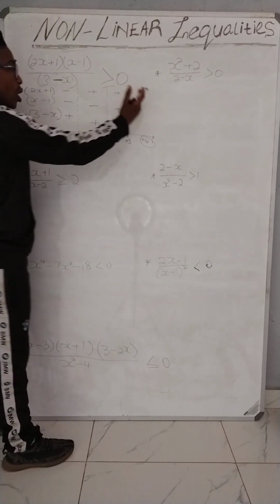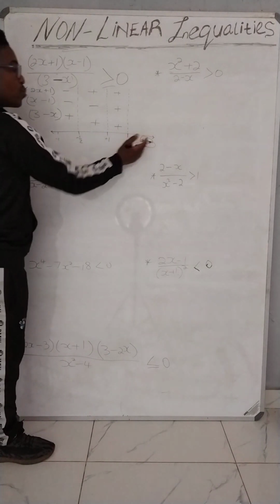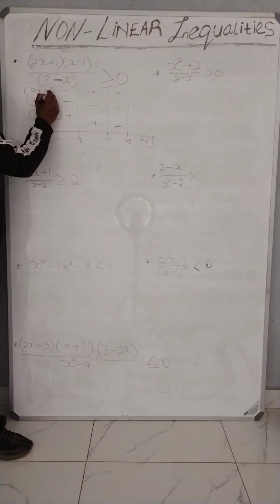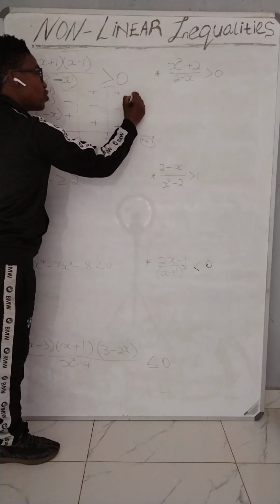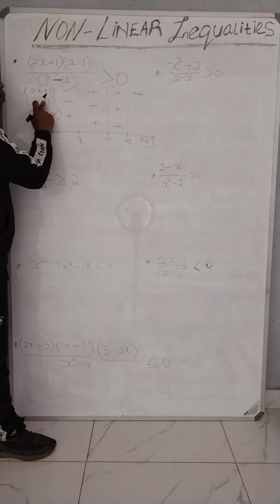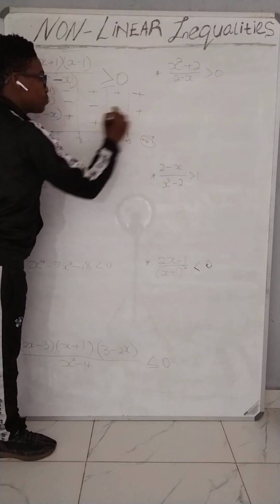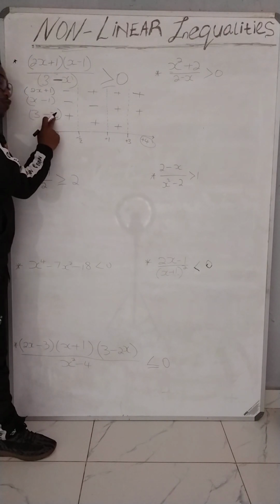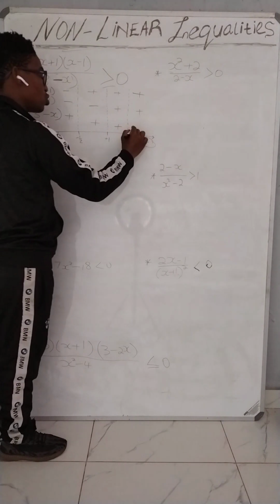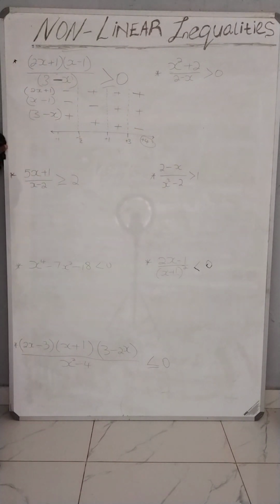Now, you're coming to this side. If you put 4, 2 times 4 plus 1 is still positive. Therefore, this is positive on this side. 4 minus 1 is positive, right? Still positive. 3 minus 4, that will be negative. So this will be negative.